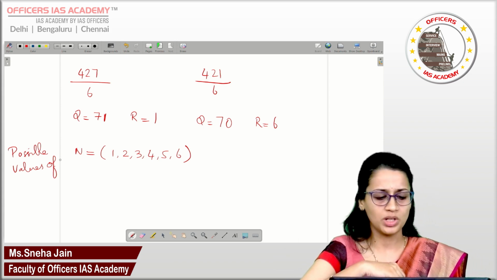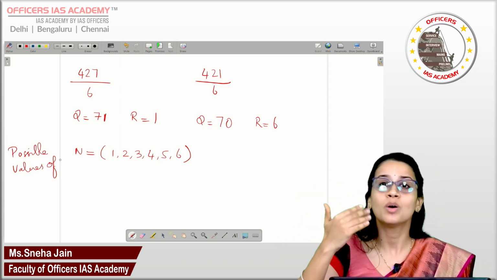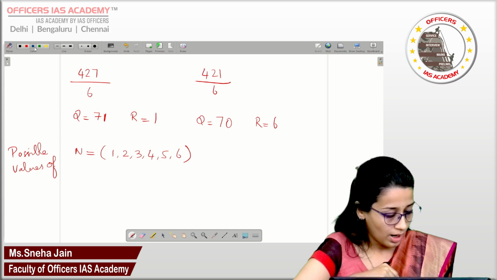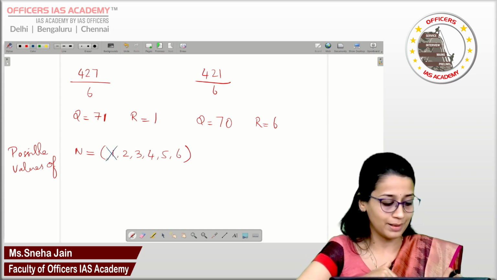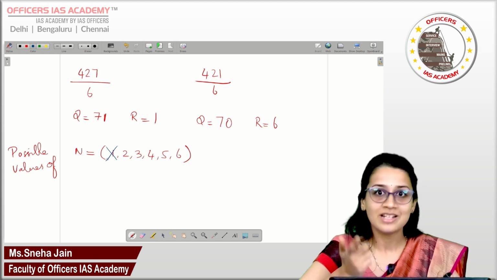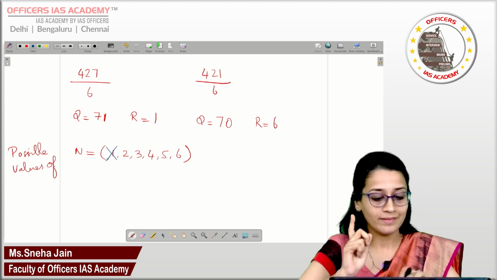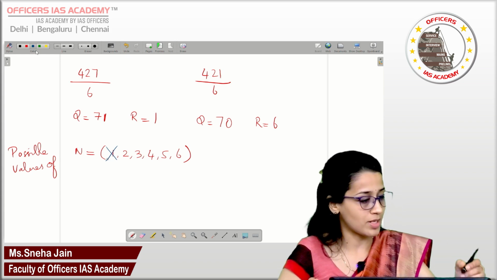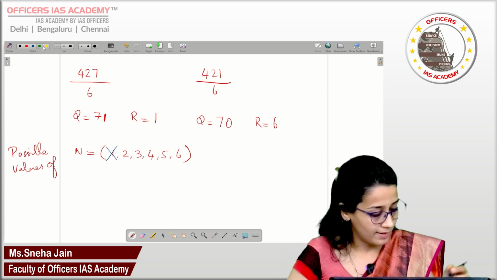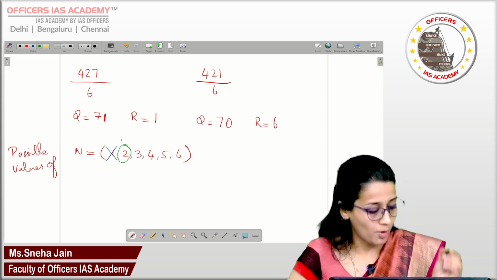See, 1 is ruled out. 1 when dividing any number will not leave a remainder. So I am going to cancel 1. Can we try with 2? See, it's very simple. The number ends with 7, so the remainder would be 1. The number ends with 1, so the remainder is 1. So 2 is a possible value. So I will now select 2 as possible.